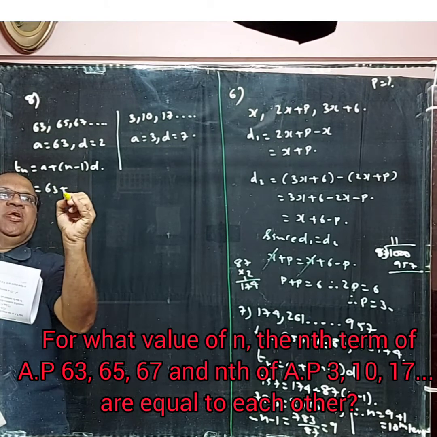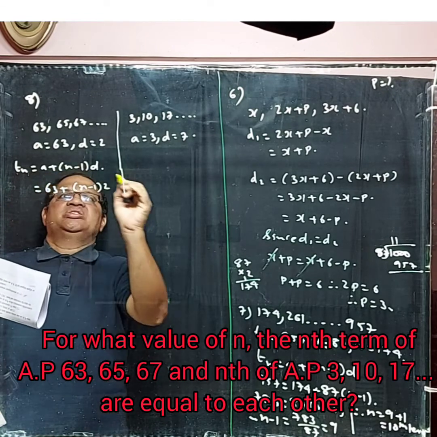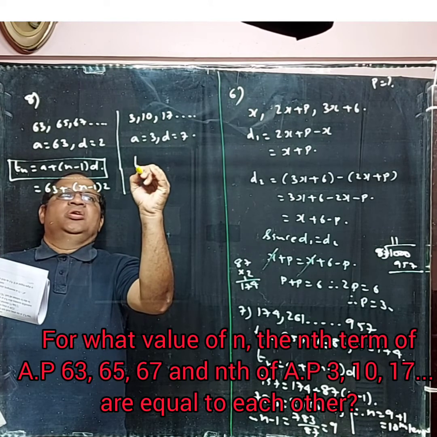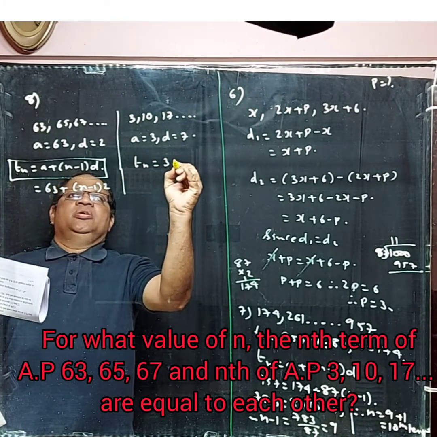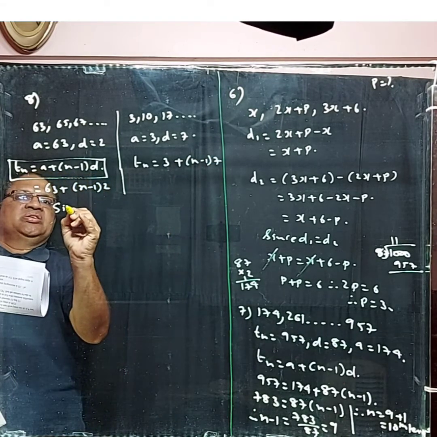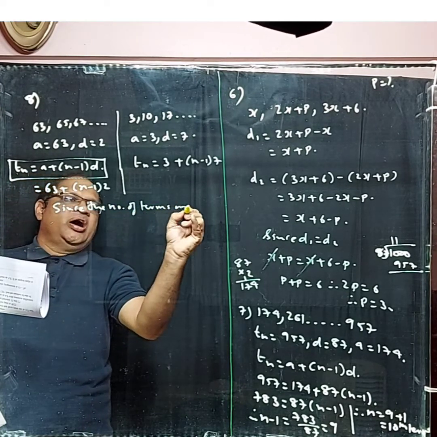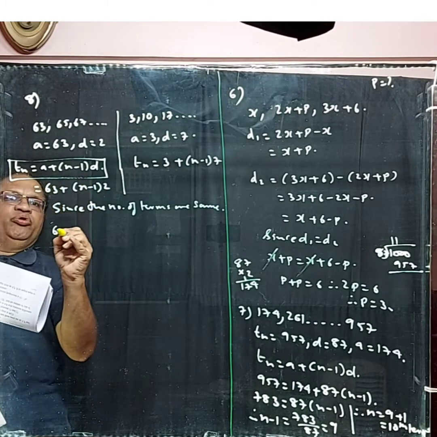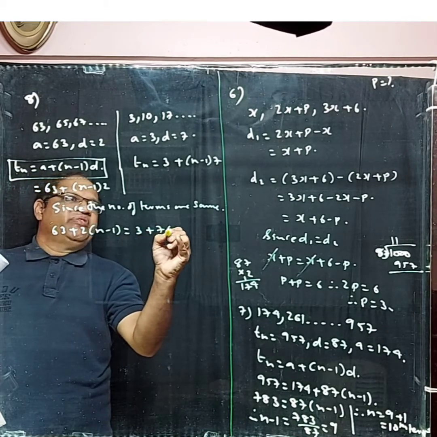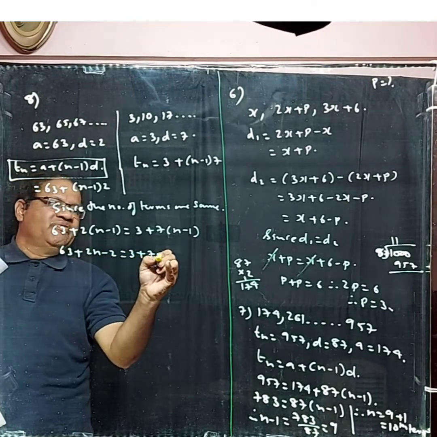So now Tn is equal to A plus (n minus 1) D. So A is 63 plus (n minus 1), D is 2. And over here using the same formula, Tn is equal to 3 plus (n minus 1) 7. So now since the terms are the same, 63 plus 2 (n minus 1) is equal to 3 plus 7 (n minus 1). 63 plus 2n minus 2 is equal to 3 plus 7n minus 7.